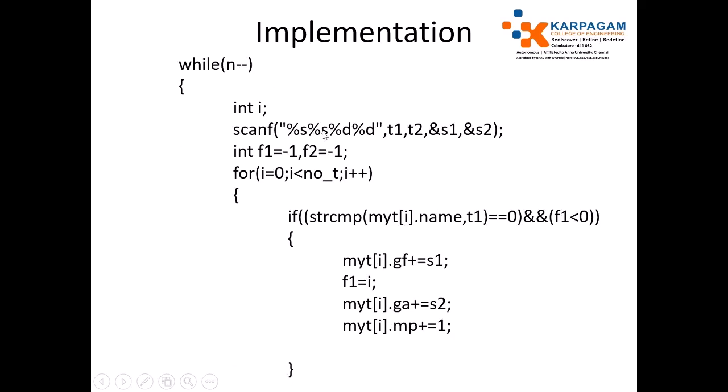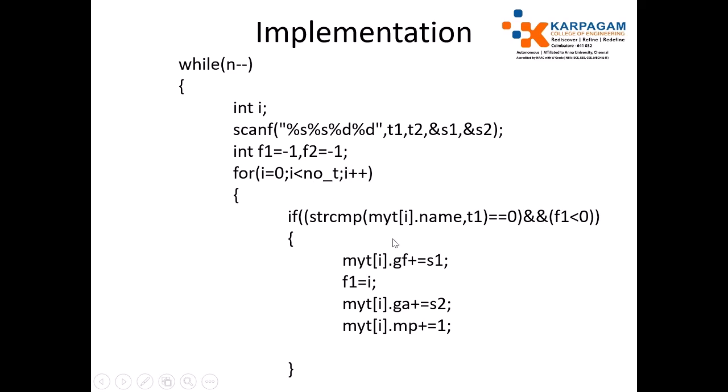Here, for example, if the user gives the number of matches played as 3, this while loop runs 3 times. In this situation, I get the team 1 and team 2 names and the scores obtained by team 1 and the scores obtained by T2. This is inputted by using a scanf statement. Initially, I set flag 1 equal to -1, flag 2 equal to -1.